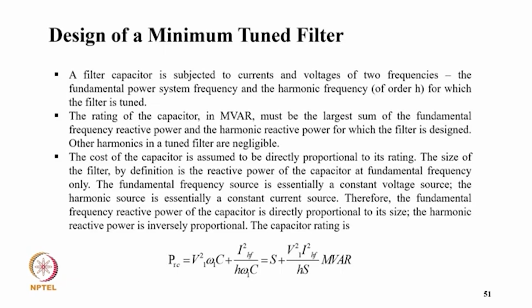Other harmonics in a tuned filter are negligible, and the cost of the capacitor is assumed to be directly proportional to its rating, and the size of the filter by definition is the reactive power of the capacitor at fundamental frequency only. The fundamental frequency source is essentially a constant voltage source. The harmonic source is essentially a constant current source.